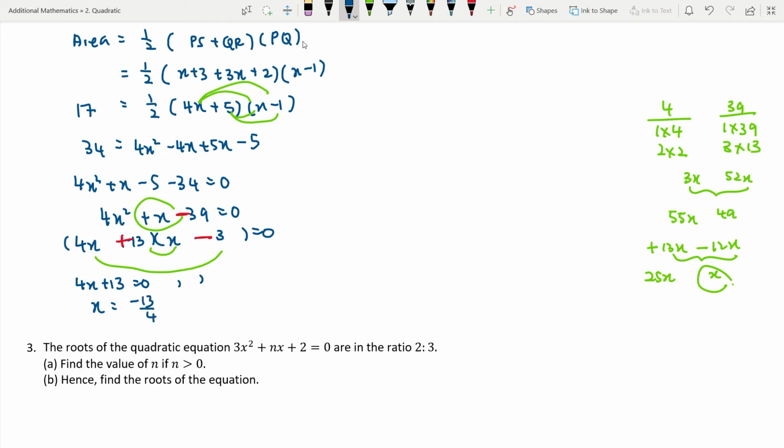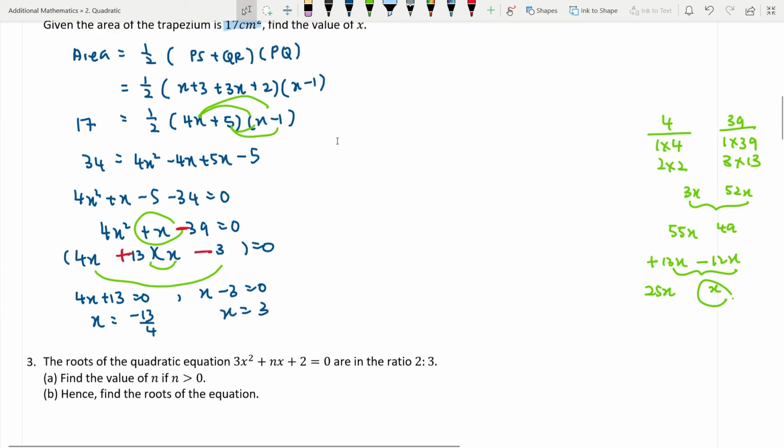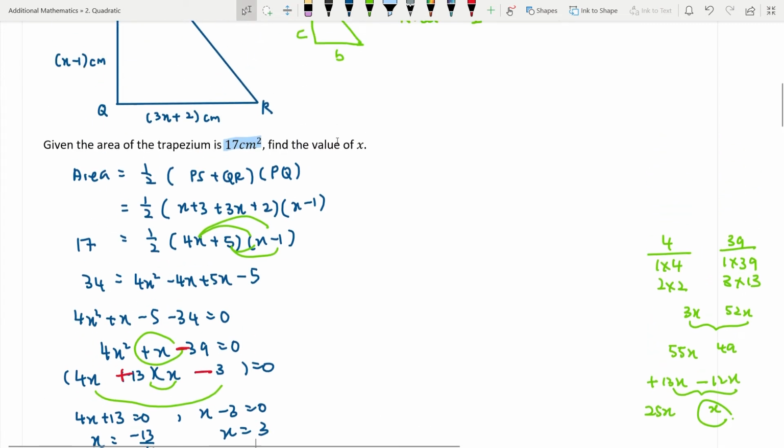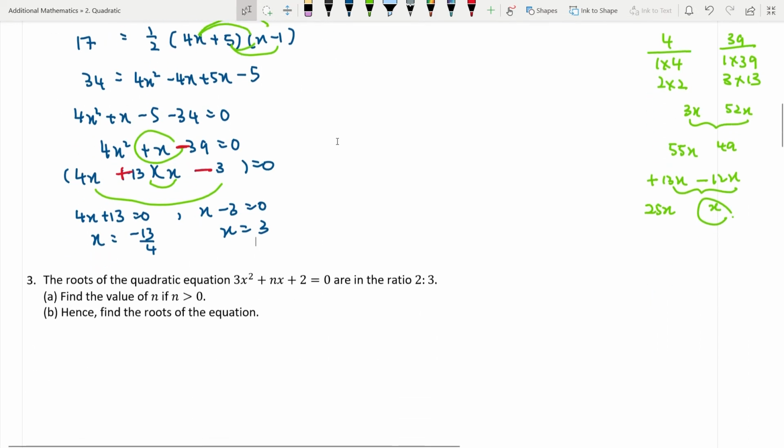And the other one is x minus 3 equal to 0. X is equal to 3. And same as question 1, the x value here is the length. So we do not accept negative value. So x equal to 3 is our only solution.